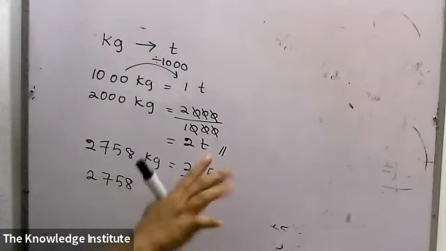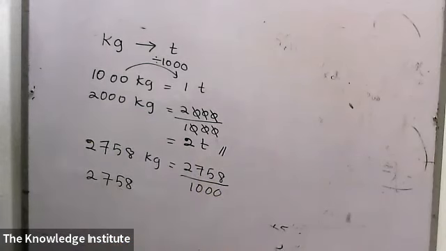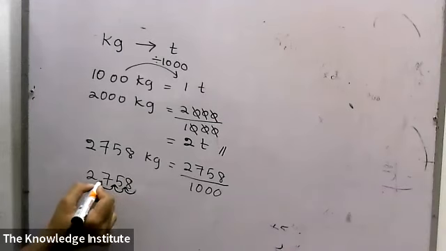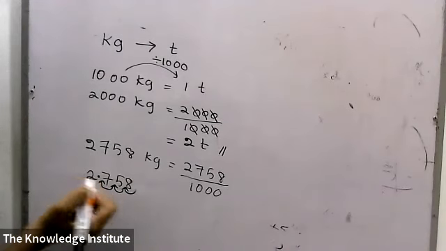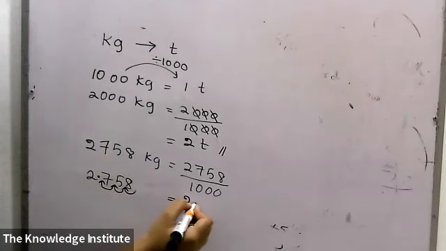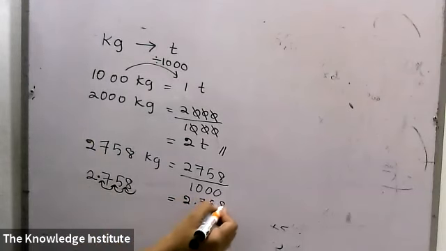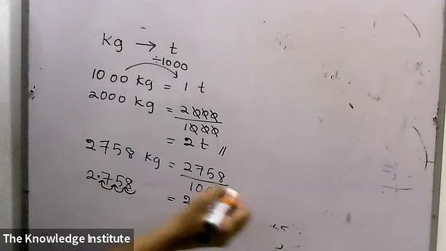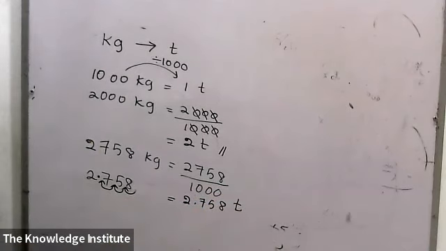How many zeros do we have? 3. How many times are we supposed to move? 3 times. Okay. 1, 2, 3. Then you have to keep the decimal point after 2. So your answer will be 2.758 tons. Did you understand, Zulfa? Yes, teacher. Okay, very good.